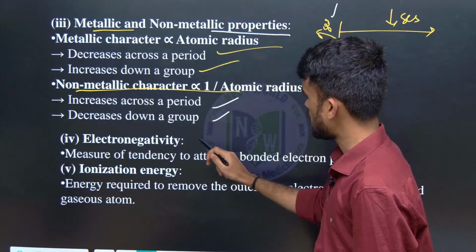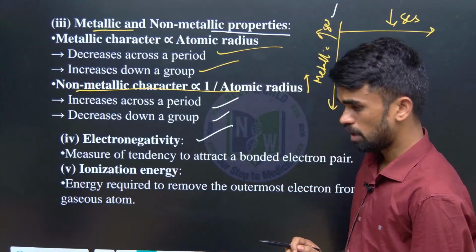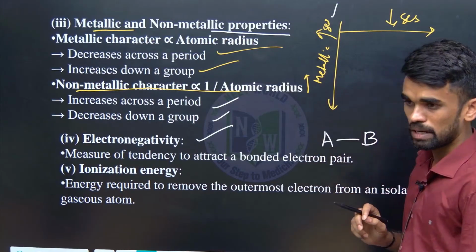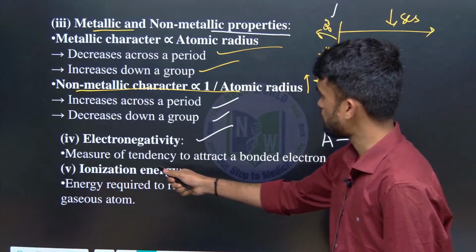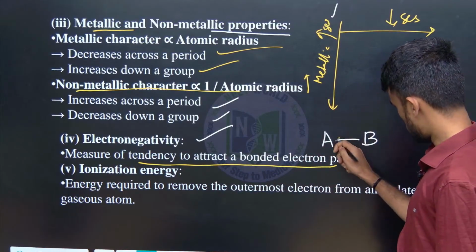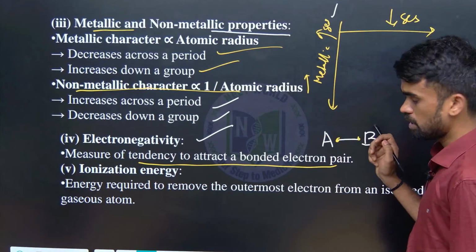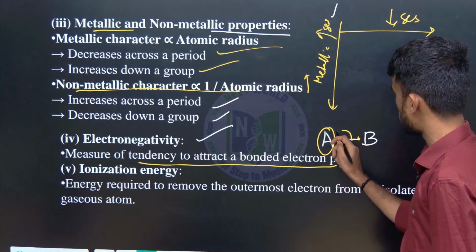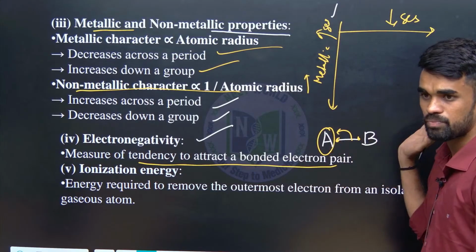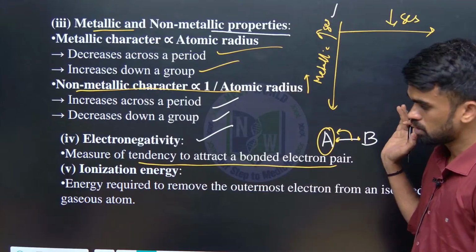The next, what about electronegativity? I told you if A and B are two elements, in between them we have a covalent bond. It is a measure of the tendency to attract the bonded pair electrons towards itself. These are the bonded pair electrons. Now if element A is attracting the bonded pair electrons towards itself, it means electronegativity of A is more than B. Like that we can understand.